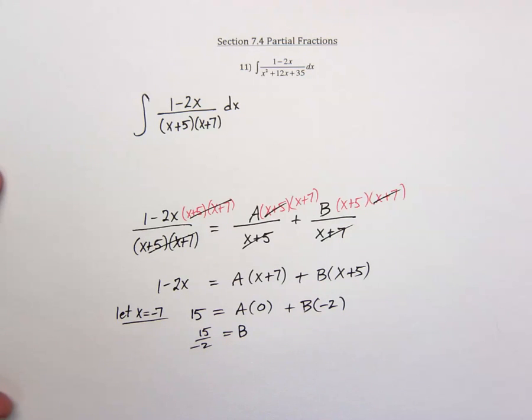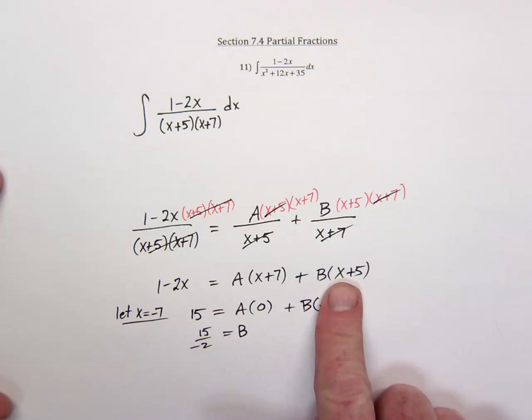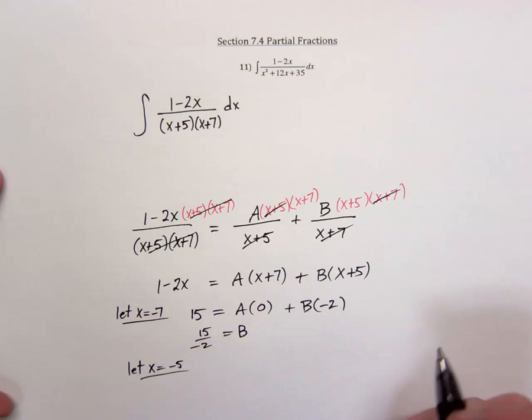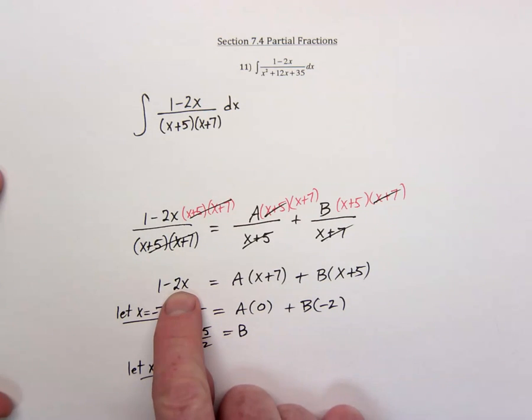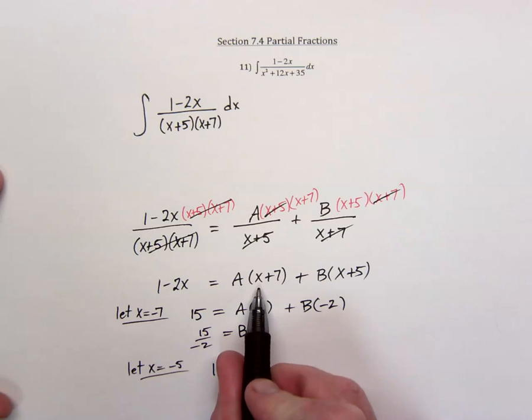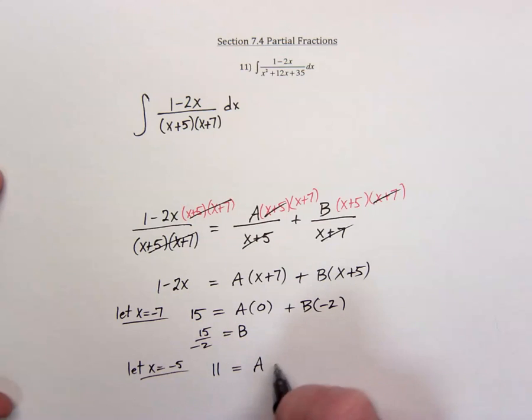Next, we need to find out what A is equal to, so get this one to cancel out by using a negative 5. Let x equal negative 5. In here, we would have negative 5 times negative 2 is a 10, and 1 is 11. So if you substitute a negative 5 right here, we would end up with a 2 times A, and the B term is going to be cancelled. So A turns out to be 11 over 2.